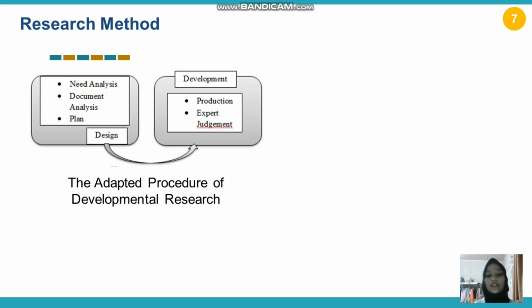In the developmental research procedure by Ritchie, Klein, and Nelson, they focus on PPE, or planning, production, and evaluation. The planning is from need analysis, document analysis, and planning in the design phases. Production is from the realization of the planning phases. And after production, we continue to the evaluation. The evaluation is from the expert judgment.